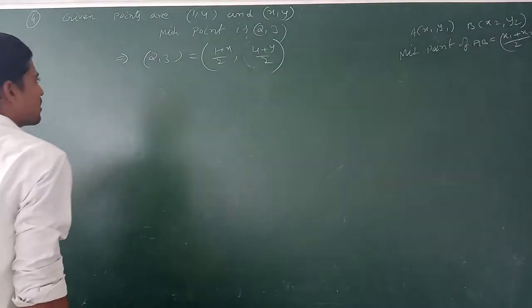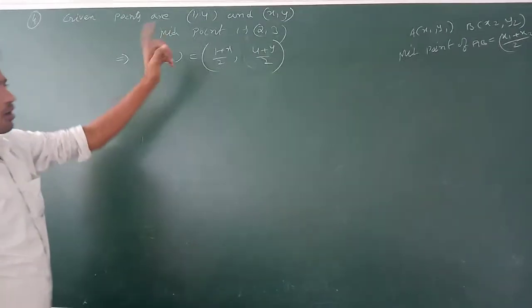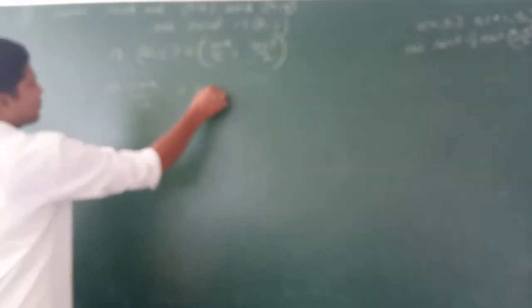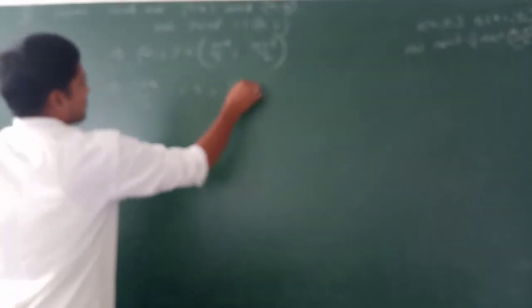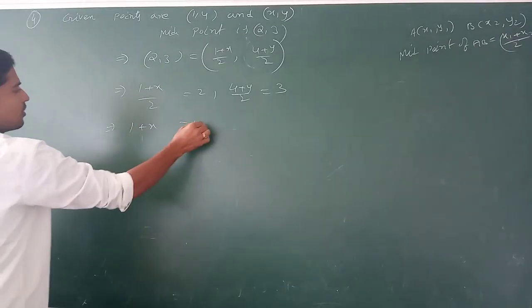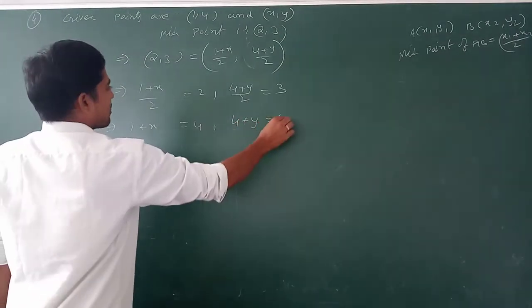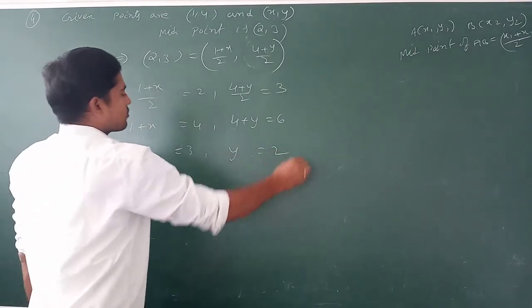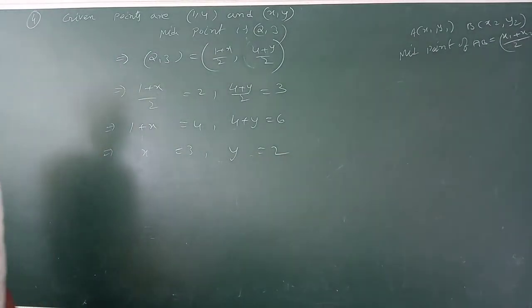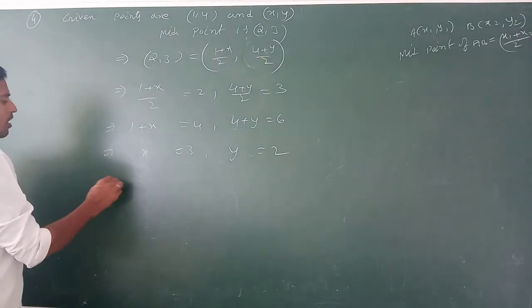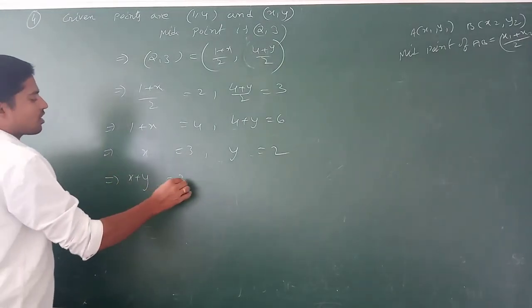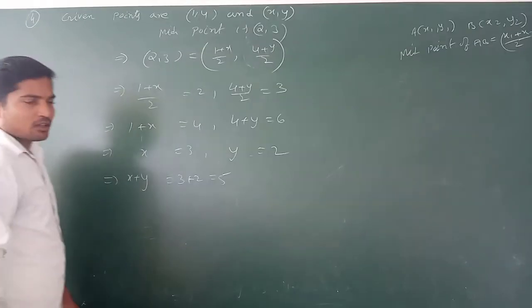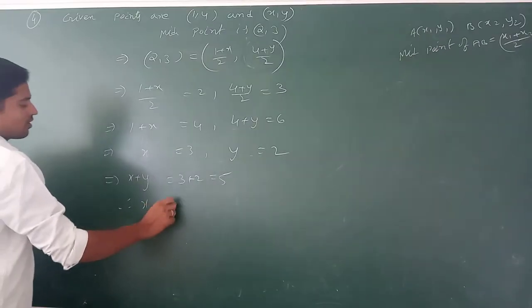That implies first coordinate equals first coordinate, second coordinate equals second coordinate. This implies (4 plus x) by 2 equals 2 and (1 plus y) by 2 equals 3. So 4 plus x equals 4, and 1 plus y equals 6, giving x equals 0, y equals 5. Then x plus y equals 5. Therefore, x plus y equals 5.